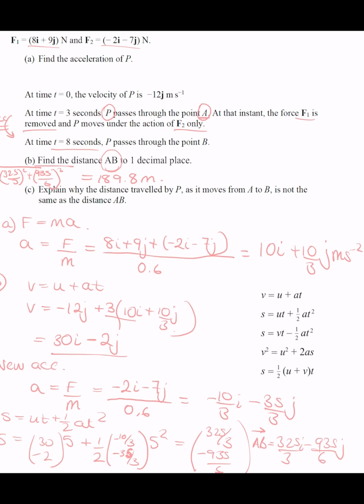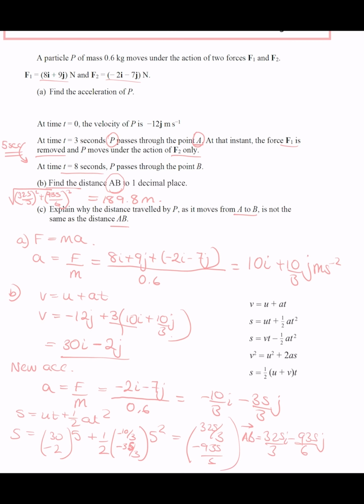Explain why the distance travelled as it moves from A to B is not the same. Well, for A to B, when we're talking about vector form, we assume it's moving in a straight line. So you're going to say the particle P doesn't move in a straight line.